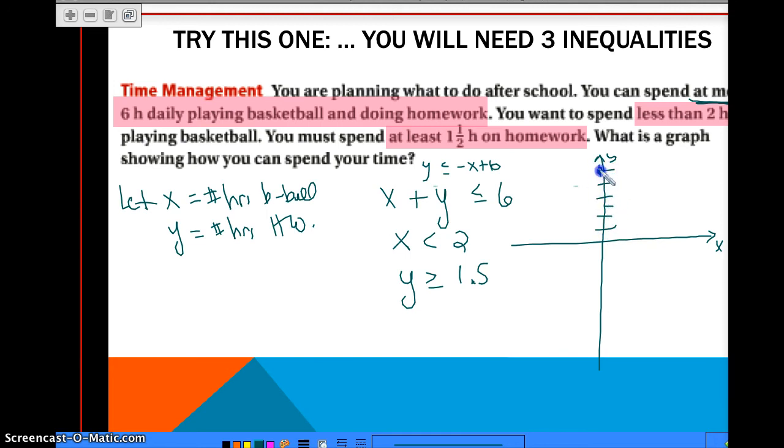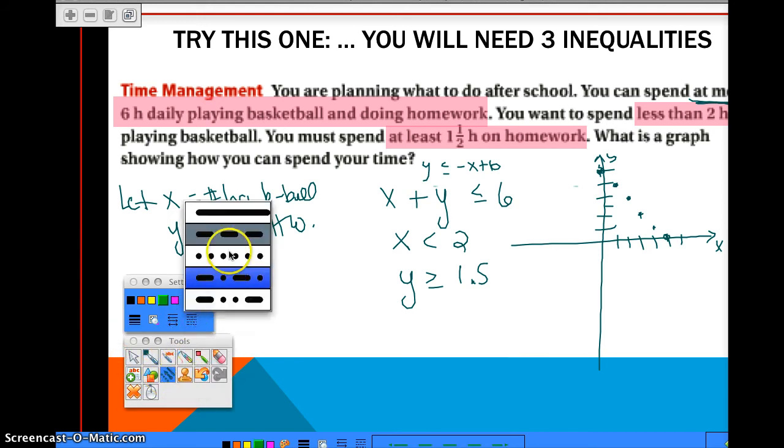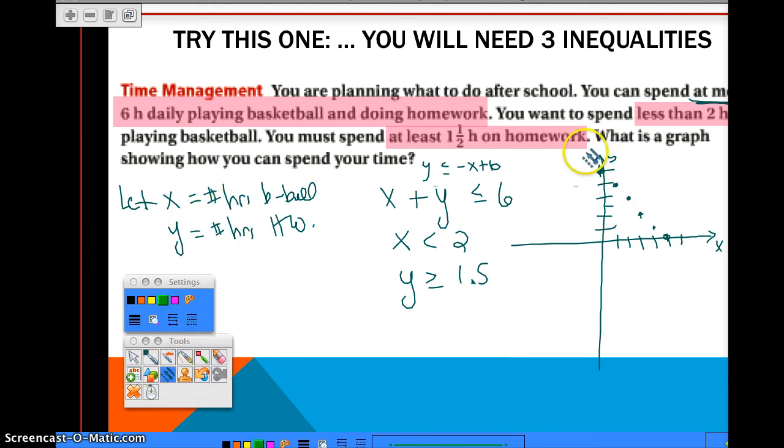And you have to go down 1, to the right 1, down 1, to the right 1, and continue that pattern. When you connect that with a line, it has to be a solid line because it's got the equal sign. It would be something like that.